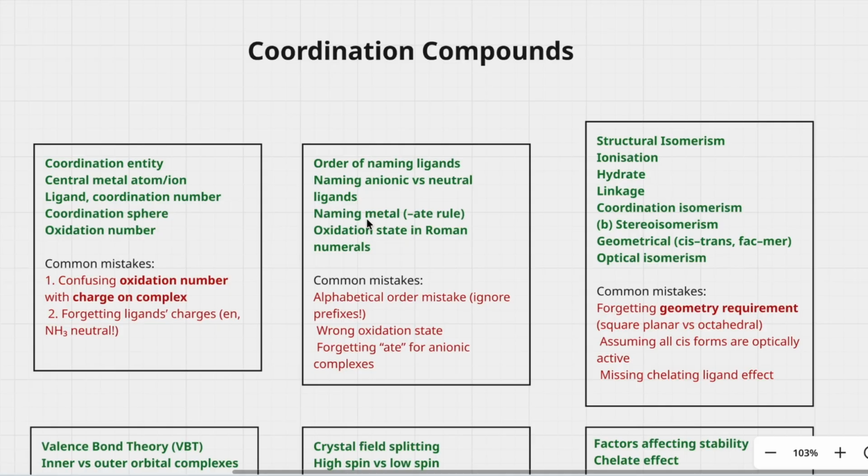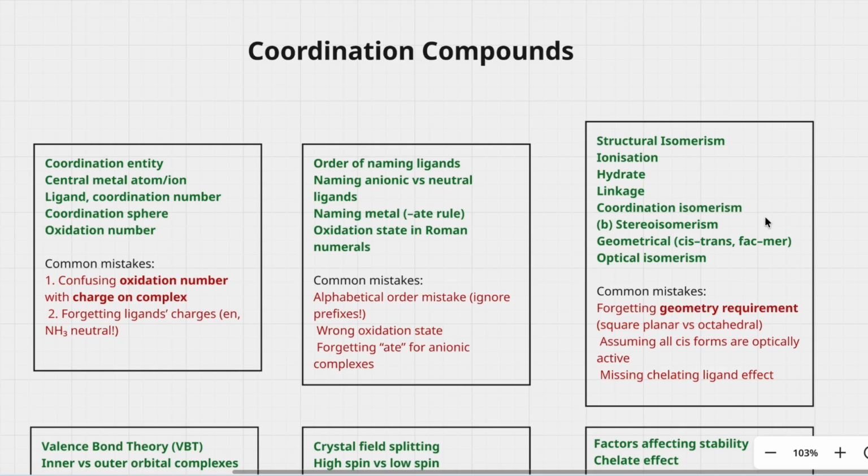You should know them, because generally people tend to do the organic nomenclature well, but for the inorganic nomenclature they tend to make mistakes because the rules are a bit different. So the common mistakes that they make are the alphabetical order mistake, or they forget the rules, like the special rule for ate and for ionic compounds.